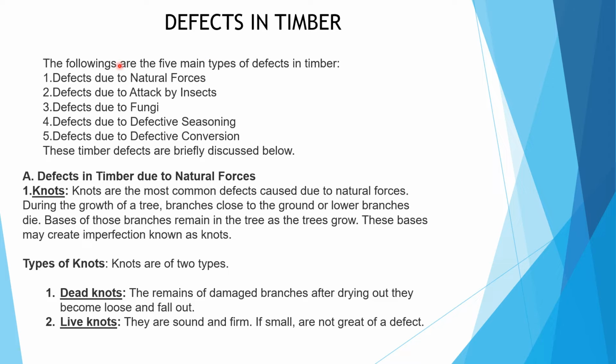Defects of timber. The following are the five main types of defects in timber: defects due to natural forces, defects due to attack by insects, defects due to fungi, defects due to defective seasoning, and defects due to defective conversion. These timber defects are briefly discussed below. So let's start. First one, defects in timber due to natural forces.